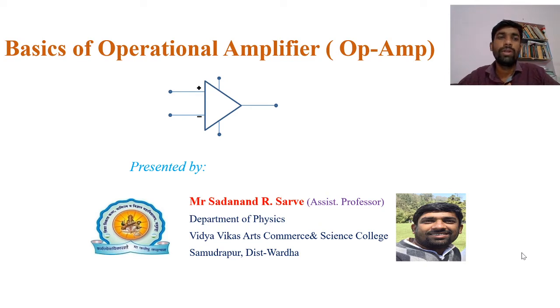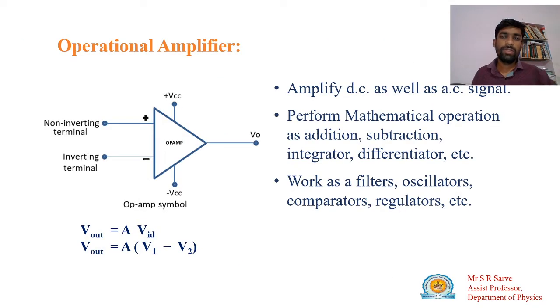So today we are going to learn about the basics of operational amplifier. Okay, so we'll start now. So what is an operational amplifier? An operational amplifier has two input terminals and one output terminal. The two input terminals are the non-inverting terminal and the inverting terminal, and this one is your output.